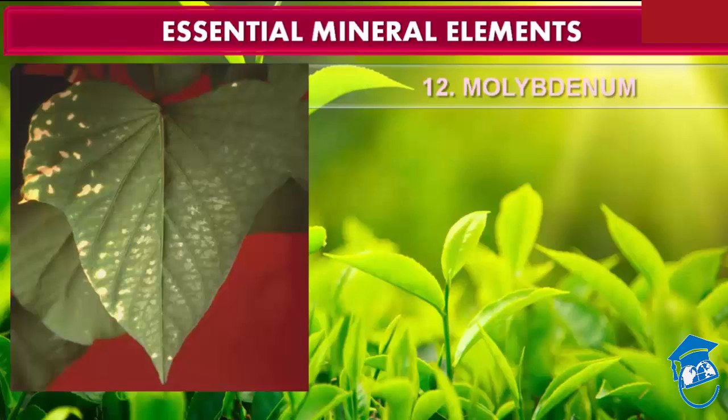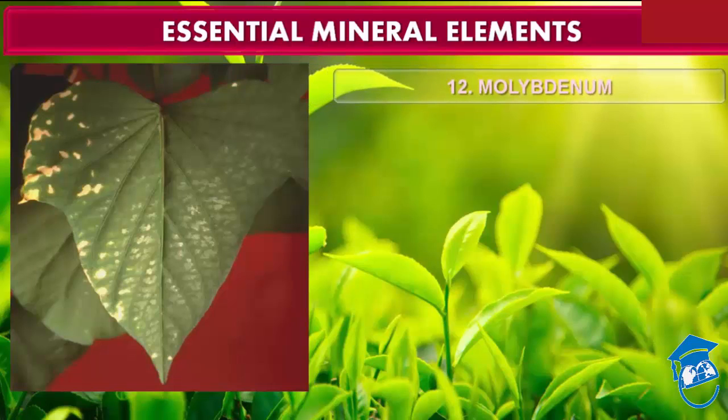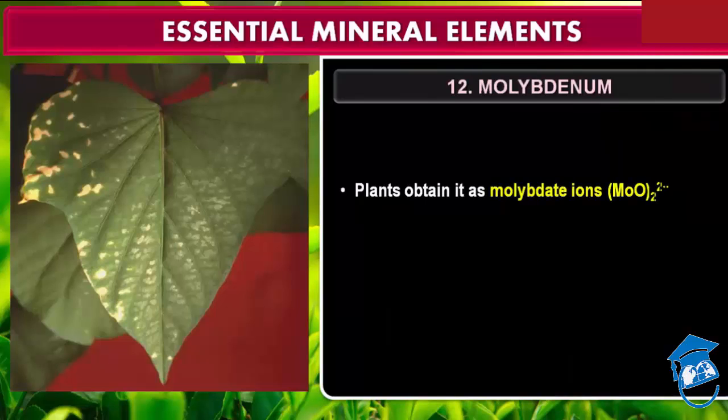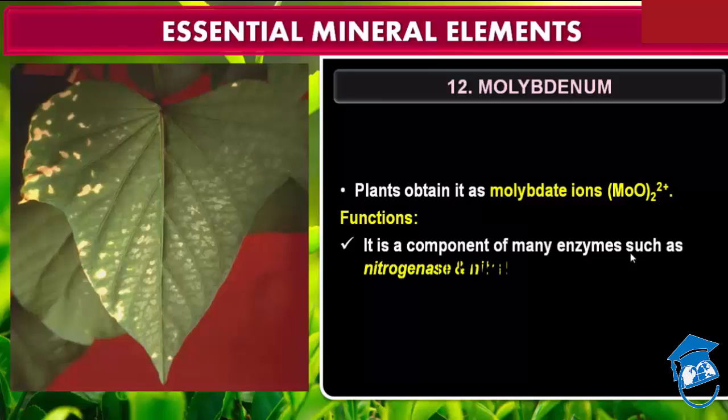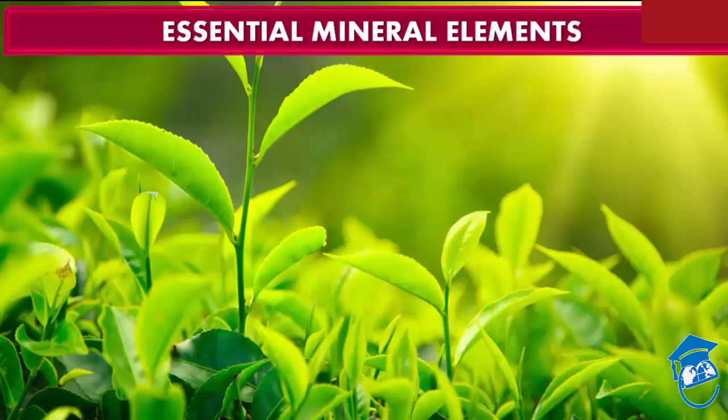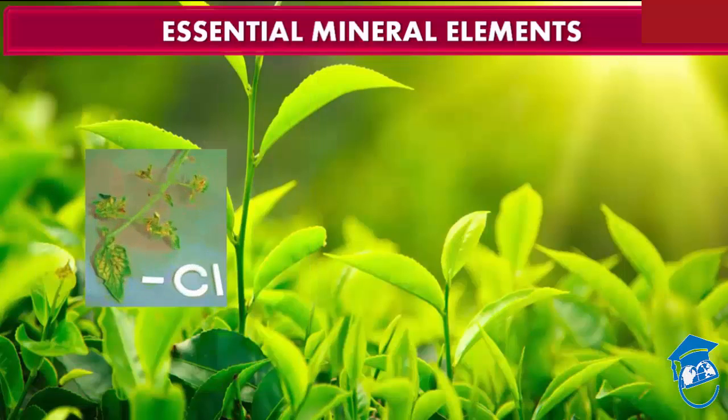Now come to molybdenum, students. Molybdenum is obtained in the form of molybdate ion, that is MoO2 2+. This is your molybdate ion. It is a component of several enzymes, including nitrogenase and nitrate reductase. These enzymes participate in nitrogen metabolism, students. That's the main function.